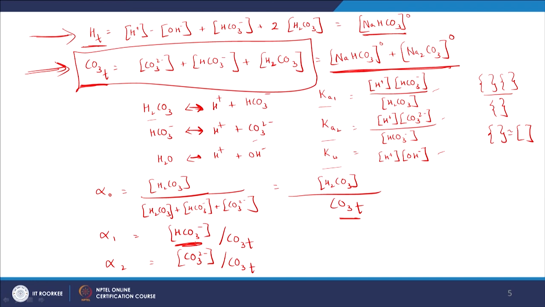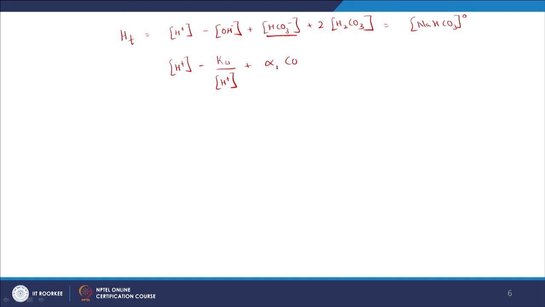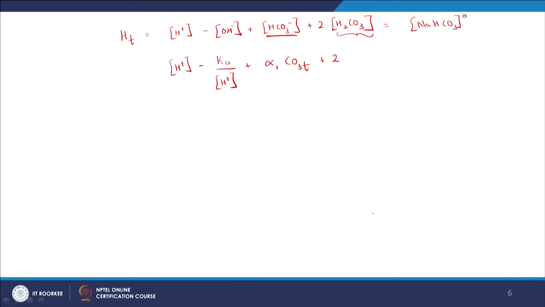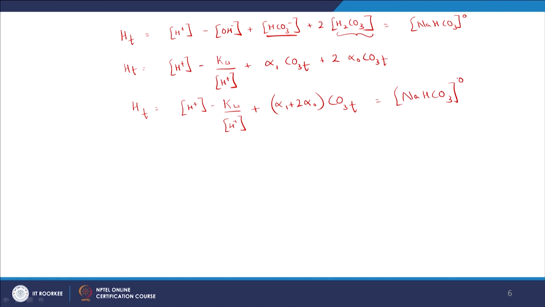So HCO3 minus is going to be equal to alpha 1 into CO3 total, which we just looked at in the earlier slide, plus 2 times H2CO3. H2CO3 we can get from this particular equation here, which is alpha naught into CO3 total. So 2 times alpha naught CO3 total. Thus, we are going to arrive at H plus minus Kw by the concentration of H plus plus alpha 1 plus 2 alpha naught into CO3 total. And for our particular system, because we are initially adding NaHCO3, that is going to be equal to NaHCO3 naught.